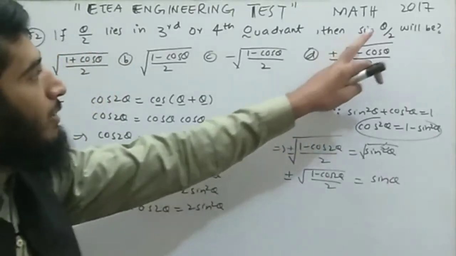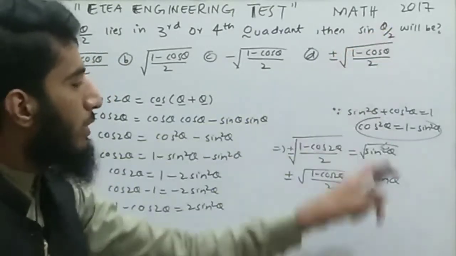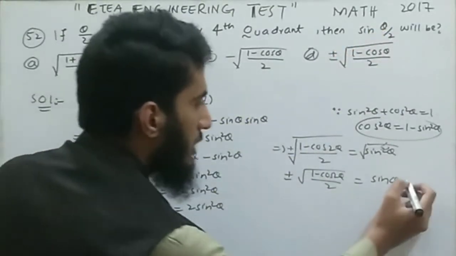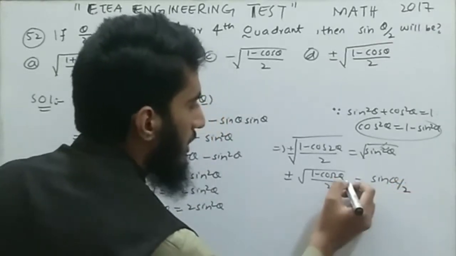Now we are going to find the value of sin theta by 2. How can we make it theta by 2? We just divide theta by 2 in the whole equation.